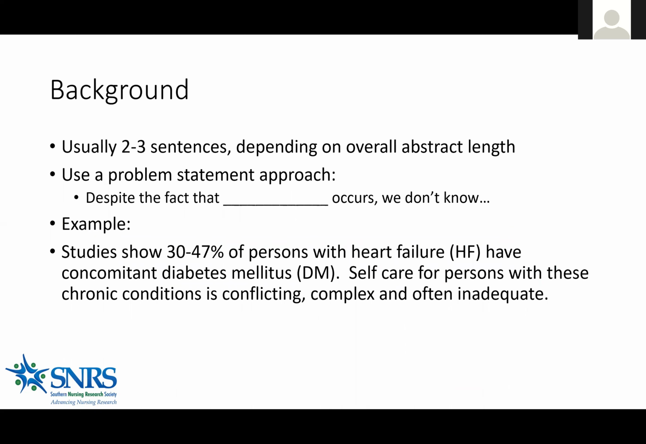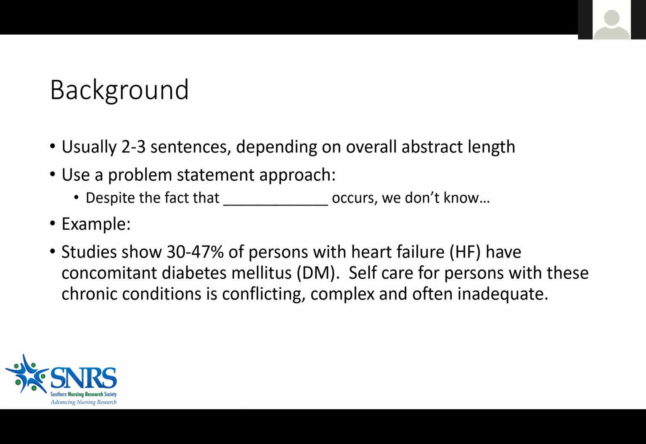So the next section is the background sentence. It's generally about 2 to 3 sentences, depending on the overall abstract length that you're allowed to submit. You need to use a problem statement approach to really give it a punch. So despite the fact that this occurs, we don't know this or we need to know this.